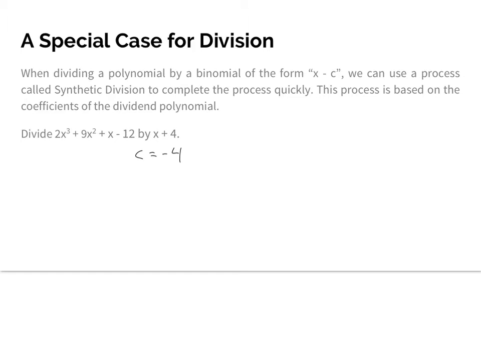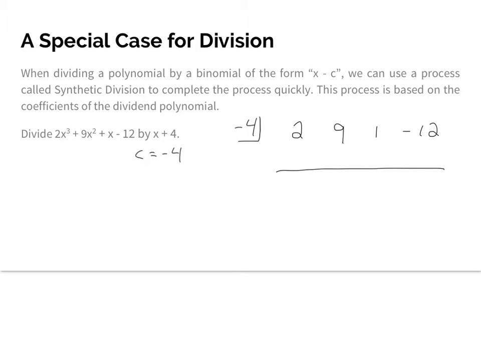So to start off, I'm going to take that value of c and put it in a little box up here. This is just an organizational way to keep track of it. Now I'm going to take the coefficients from my dividend polynomial and write them out in order next to this negative 4. So I'm going to go 2, 9, it's just an x, so that's 1, and negative 12. I'm going to leave a little space here and put a line underneath. Now again, this looks strange and we maybe wonder where it's coming from. We can get into that during class, but for now, I'm just going to try to learn the process and see what we can do with it.